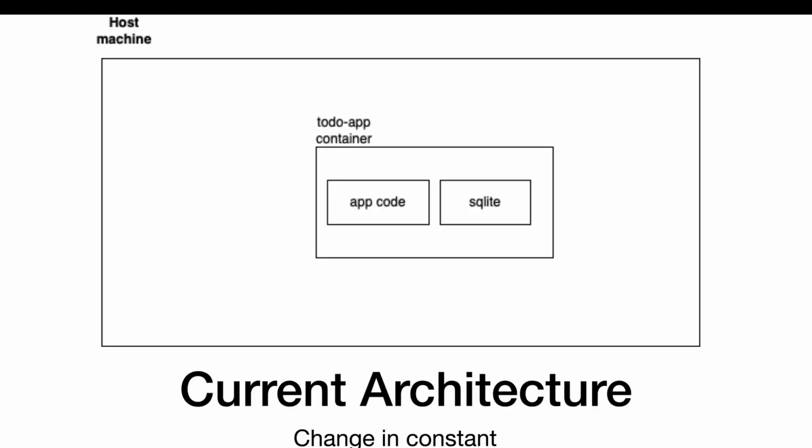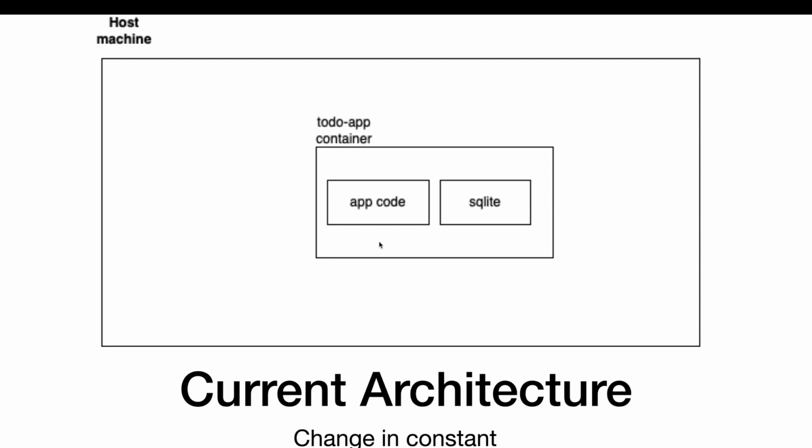Moving on, if you remember in the very first video, we talked about how microservices architecture is about packaging one thing in one container. And if you look at the current architecture of our application, this is my host machine where my Docker daemon and OS exist, and I'm running a container called to-do app container. In this container, we have packaged everything: the app code and the SQLite DB inside one container.